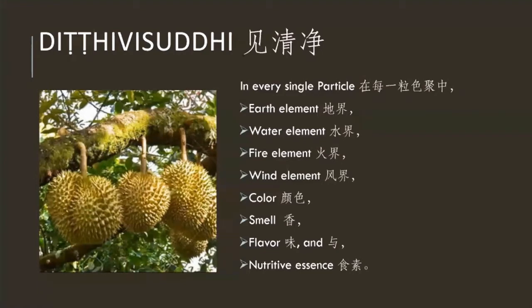It can be hot, it can be cool. This is the fire element. This is supporting and pushing. If you press, it will push you back. That is the wind element. So there are 4 elements in durian. There's a shape. We can see the color. We can also smell. We can also taste. There's nutriment in durian. So this is a very big object. We can see it, we can feel it, we can know it.